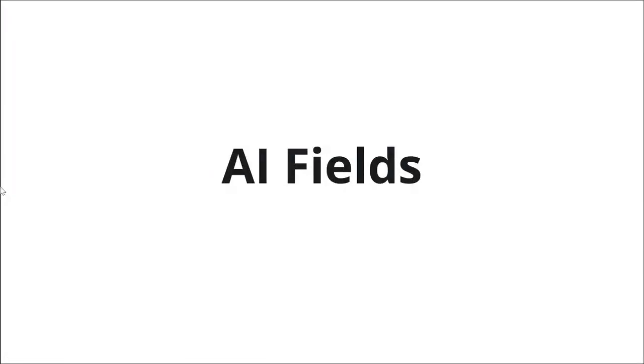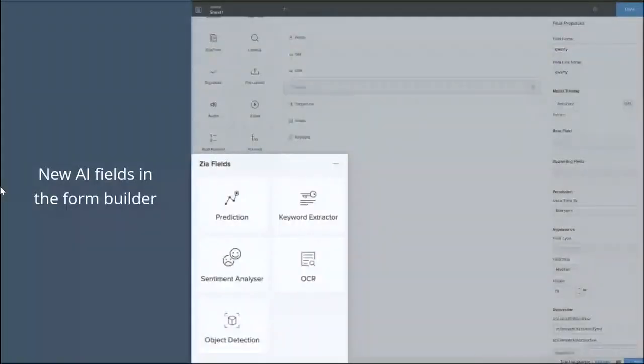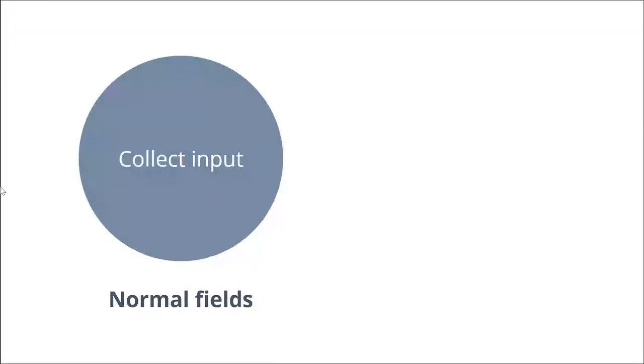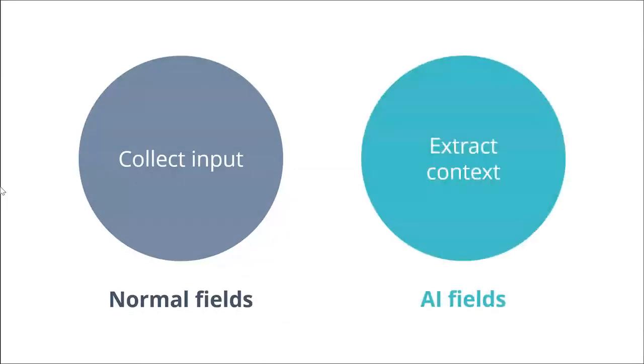So now let us get on with the AI fields, where you have multiple AI fields which will help us do a lot of tasks with automations. In the form builder we have AI fields called Zia fields, and we have five options available. Let us see how it separates itself from a normal field. A normal field just collects the input data. With the AI fields, it extracts the context from the data that you have entered. That is the main difference between the normal fields and the AI fields.